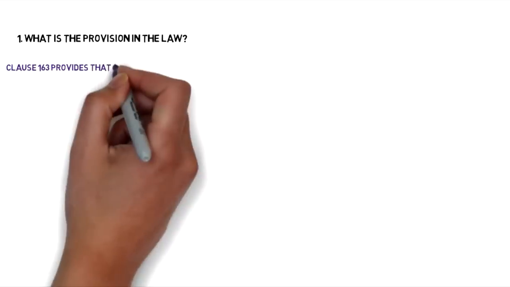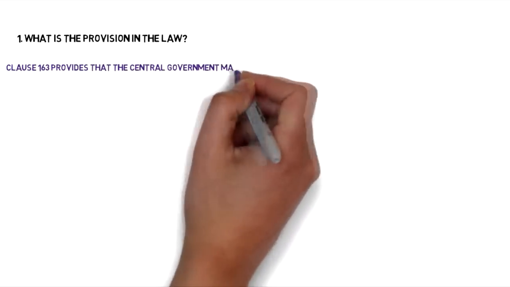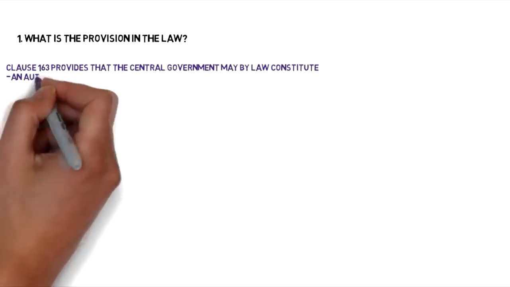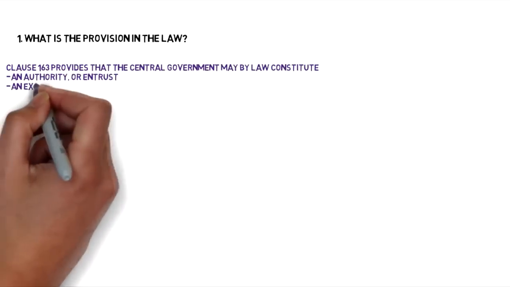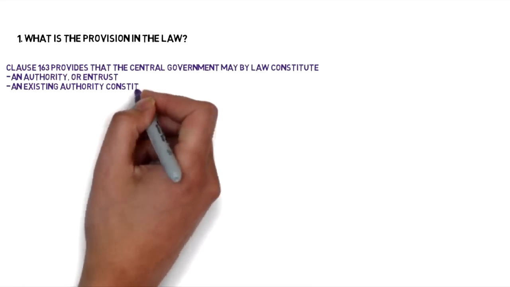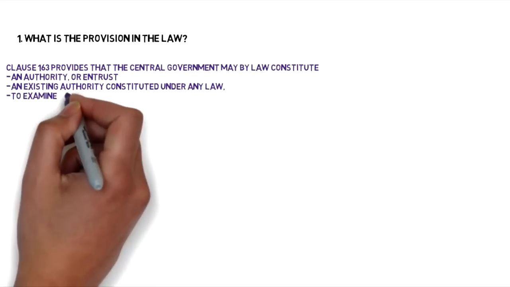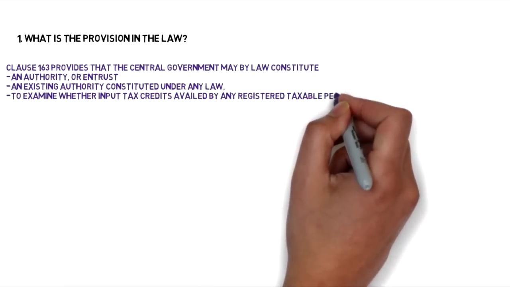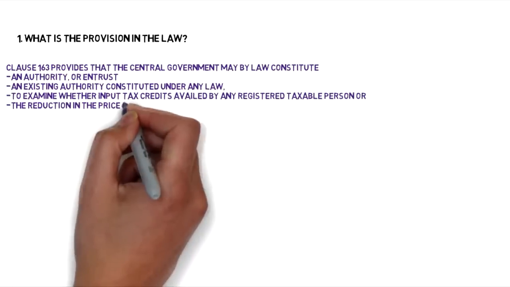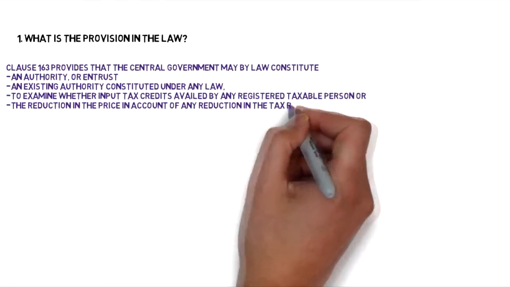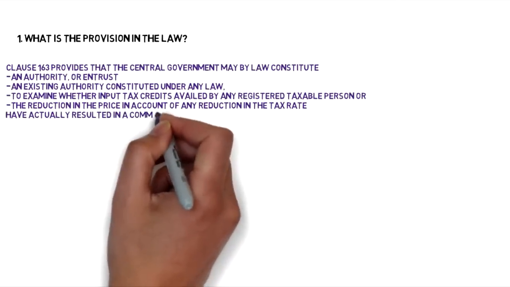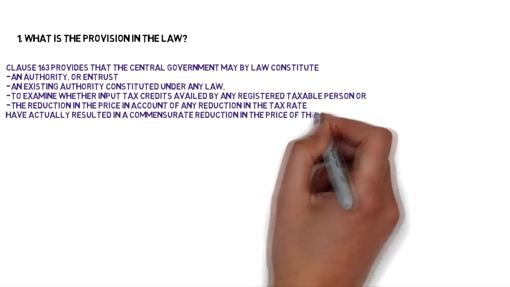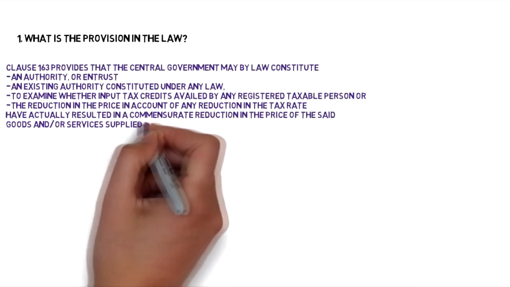Now come to the provision. Clause 163 provides that the central government may by law constitute an authority or entrust an existing authority constituted under any law to examine whether input tax credit availed by any registered taxable person, or the reduction in the price on account of any reduction in the tax rate, have actually resulted in a commensurate reduction in the price of said goods and or services supplied by him.